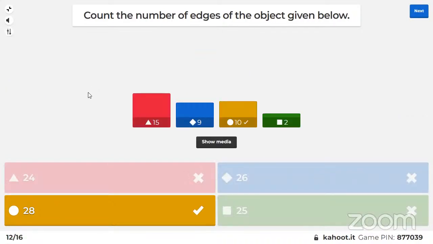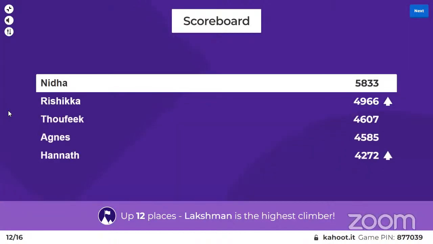So there are 28 edges for the given object. So Nida is still on top with 5,833 points. Second, we have Rishika. Third, we have Taufik. Fourth, we have Agnes, and fifth, we have Anas.